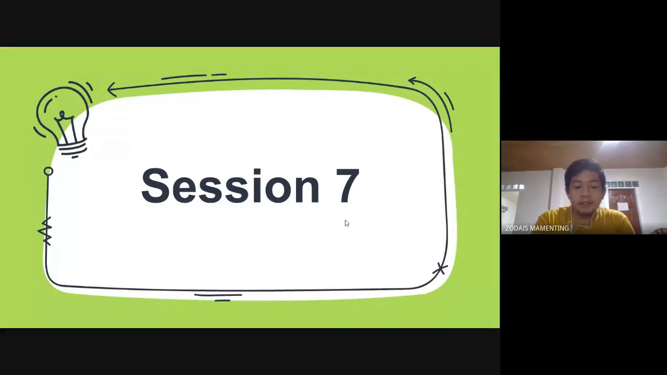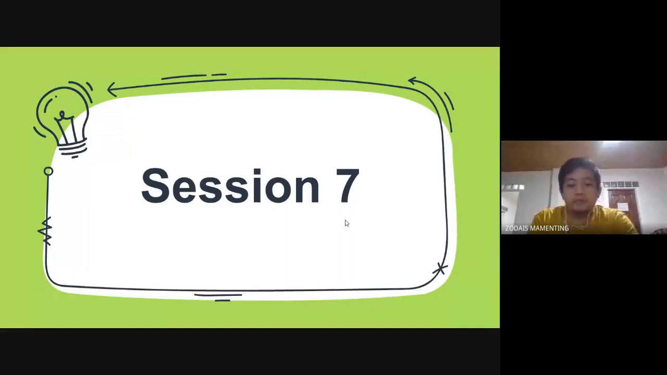Okay, the last time we discussed the Earth spheres and their interactions. What are the four major spheres? These are the atmosphere, hydrosphere, geosphere, and the biosphere. Okay, so today we will be focusing on the geosphere.